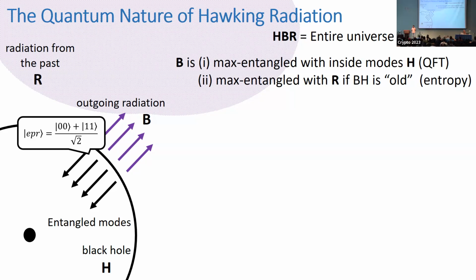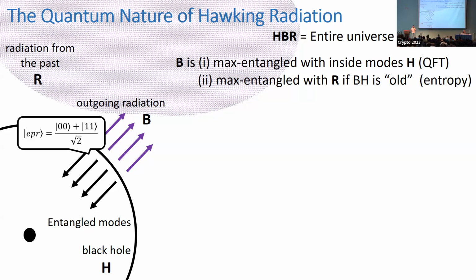So the one thing that we said was that if you look at this qubit B, then it's maximally entangled with the inside of the black hole, with H, because of this infalling entangled mode. On the other hand, I said that the black hole sort of emits radiation and it keeps shrinking, which means that at some point, the black hole is just not going to have enough entropy to be entangled with all of the radiation that it's already emitted, which means that at some point, the outgoing radiation B needs to be maximally entangled with the old radiation R, just from entropy considerations.